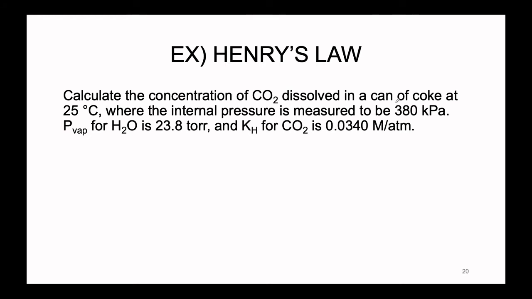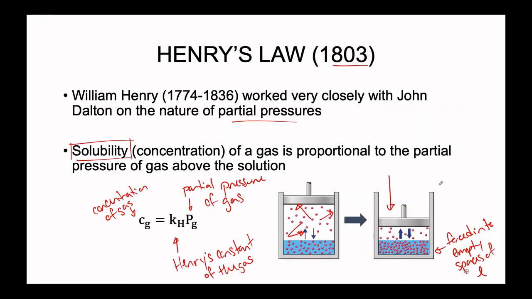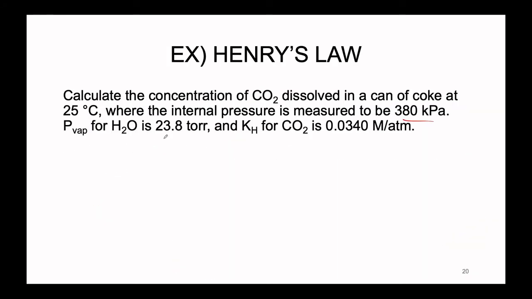The internal pressure of the gas inside of the can is measured to be 380 kilopascals. The vapor pressure for water is 23.8 torr at this temperature, and this number, just to go backwards, I literally just grabbed from this graph right here. So we're at 25 degrees, 23.8 millimeters of mercury, or torr, of pressure. So we'll do that here. And Henry's constant for carbon dioxide at this temperature is 0.034 molarity, moles per liter, per every unit of atmosphere.